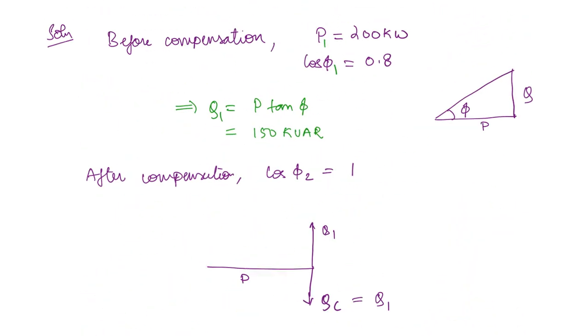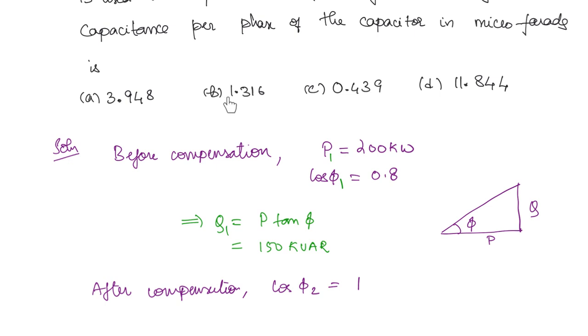So what is the option here? The option is B, 1.316. So it is given in microfarad, all of these options.